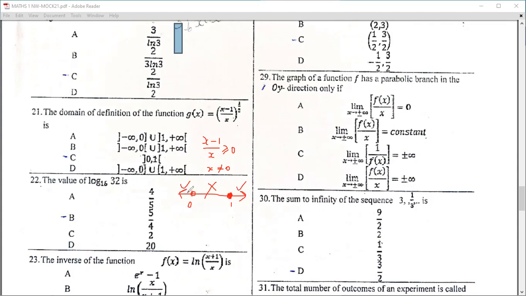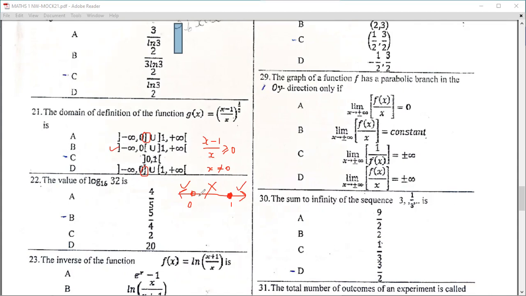I'm sorry, negative infinity to 0, but 0 is not included. We can see the case here already. So this case is not correct because 0 is included. This case is wrong, and this case is also wrong. You can clearly see that our answer is going to be this one, B. So it's from negative infinity to 0, but 0 is not included.